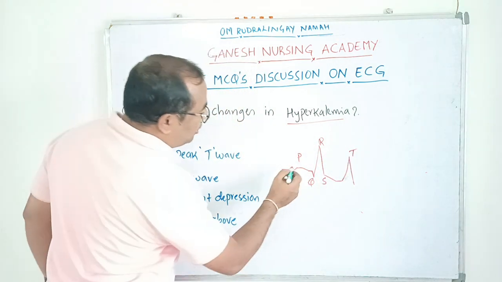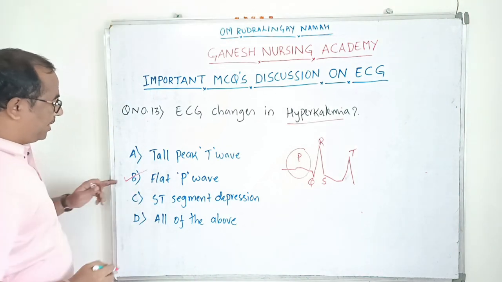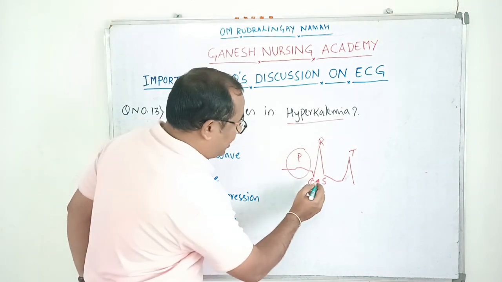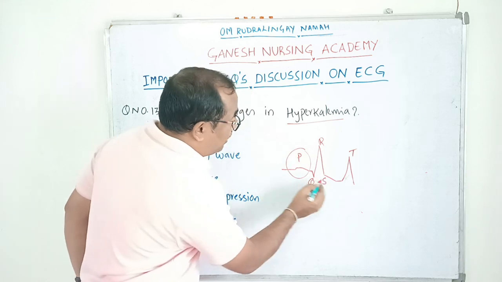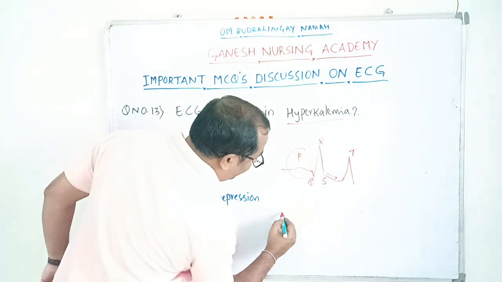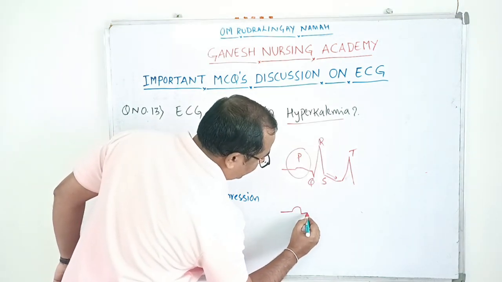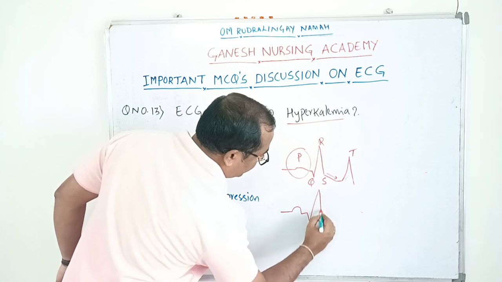First, there will be a flat P wave, so option B is correct. Then the ECG change in hyperkalemia also includes ST segment depression. So here the ST segment is depressed. Let us draw a normal ECG: this is the P wave, then QRST.